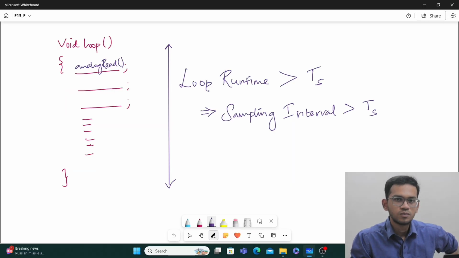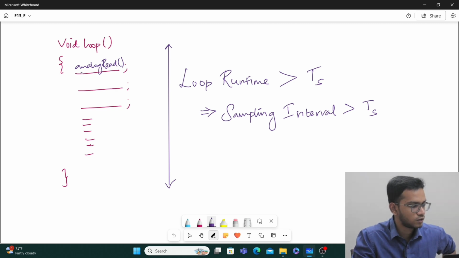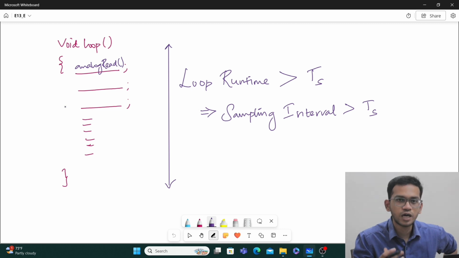In the previous video, we saw that the void loop function takes some time to run each time, and that time taken by the void loop to run once is nothing but your sampling interval, because you take a sample at the first line every time using the analog read function, and the time interval between two consecutive analog reads is nothing but your sampling interval.